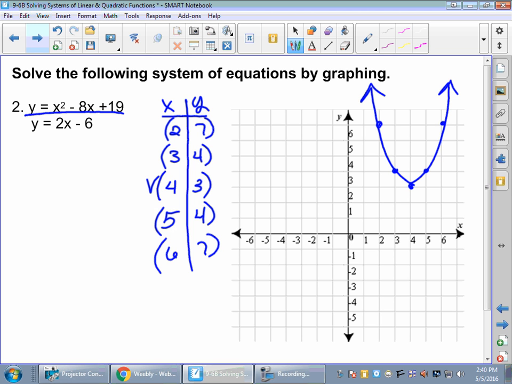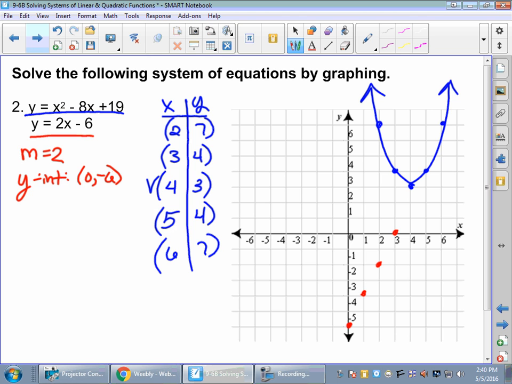And when I graph my line, y equals 2x minus 6. That means my slope of the line is 2, and my y-intercept, or my little b value, is negative 6, or (0, -6). I'm going to start down at (0, -6), right here. And I'm going to count up 2 for every 1 I go over. Up 2 over 1, up 2 over 1.